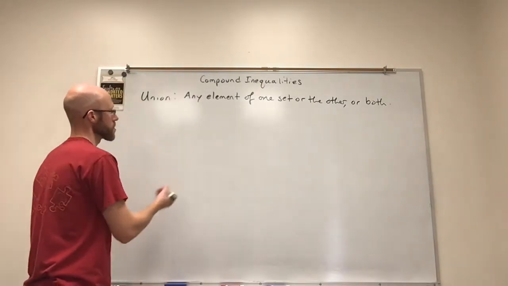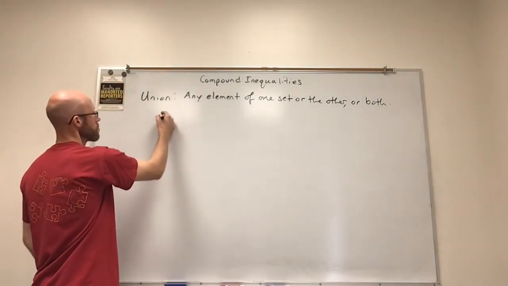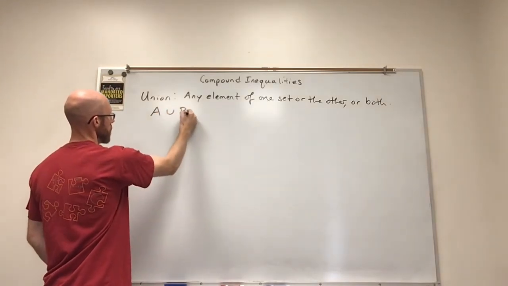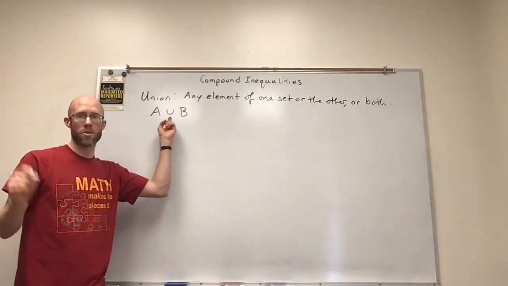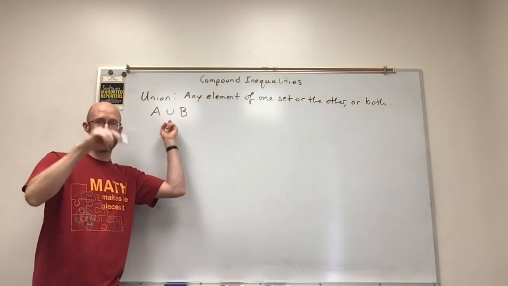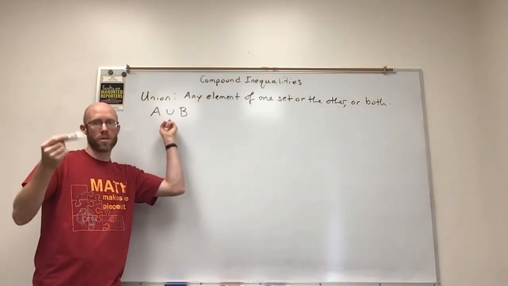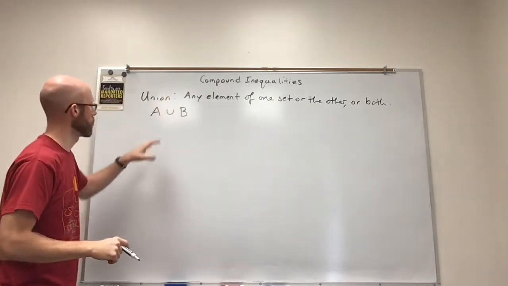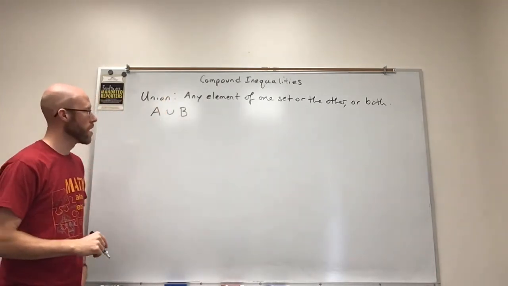So the symbol for a union is a U. Remember, the intersection was an upside down U, like a rainbow. The union is the U itself, which makes sense, it's a union, U and U, right? So that's a little bit easier to remember.